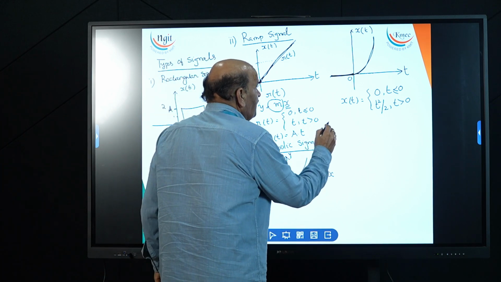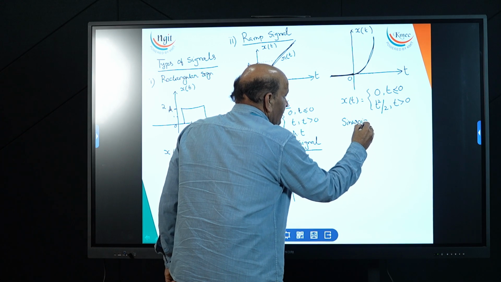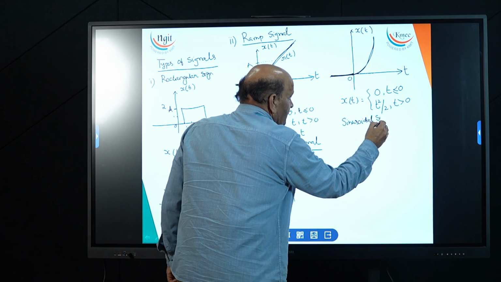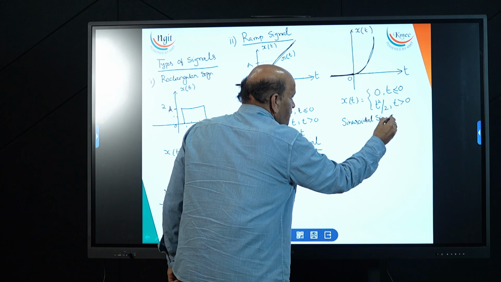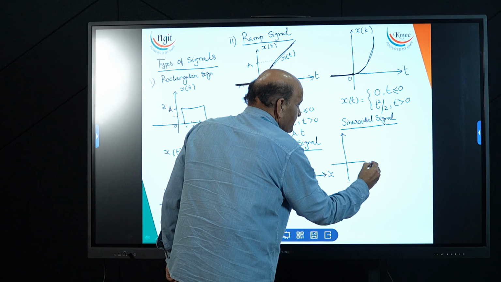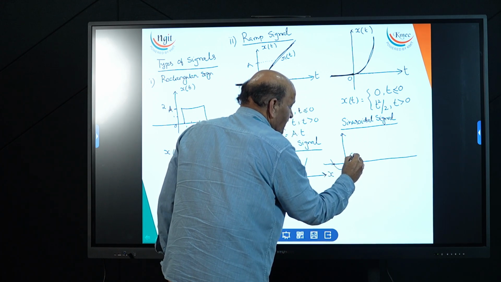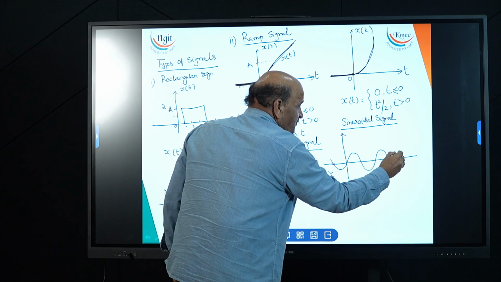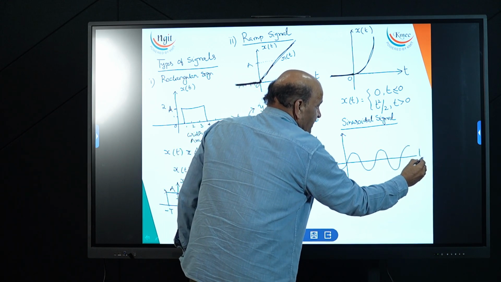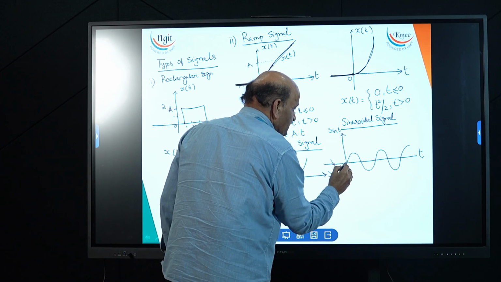Next one, sinusoidal signal. Sinusoidal signal means what? Sine curve. The sine curve always passes through the origin like this. This is t. This is sine t. Graph of sine t. Just look at it.